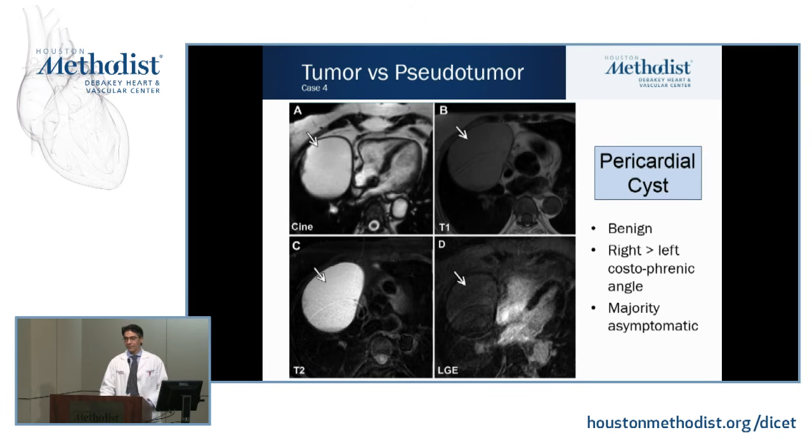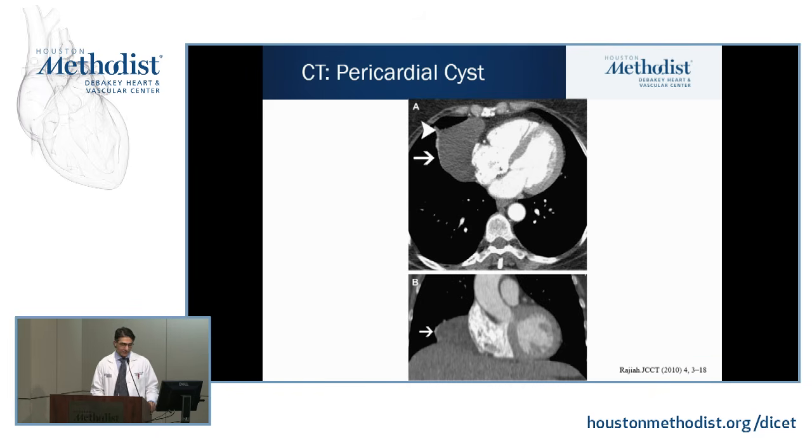It can also help you differentiate other structures that may be in the chest. This was a large pseudotumor compressing the heart. This turned out to be a pericardial cyst. These generally originate from the pericardial surfaces. They're benign. They're usually on the costophrenic angles, right greater than left, and the majority are asymptomatic.